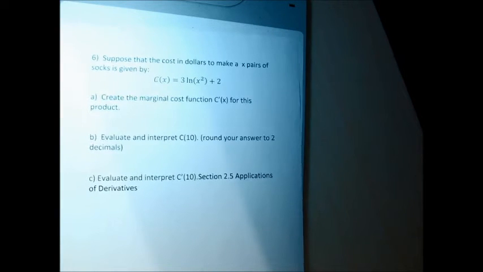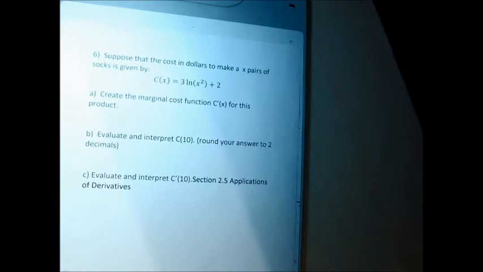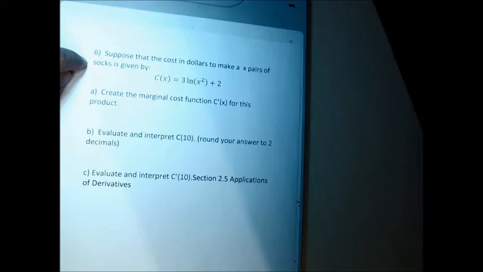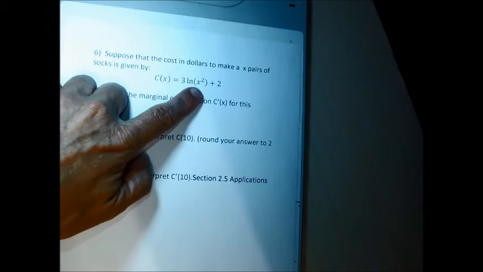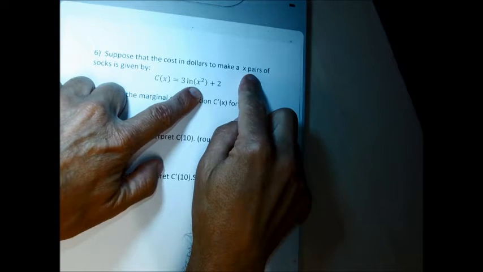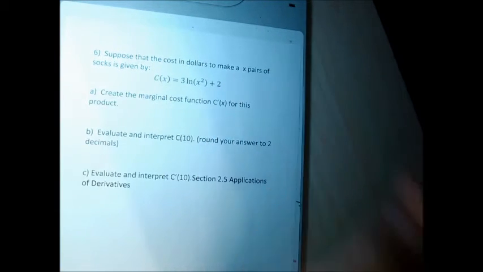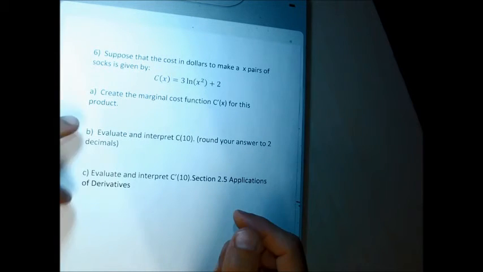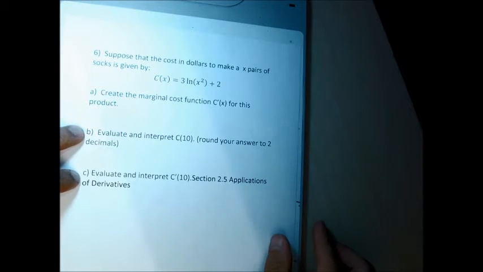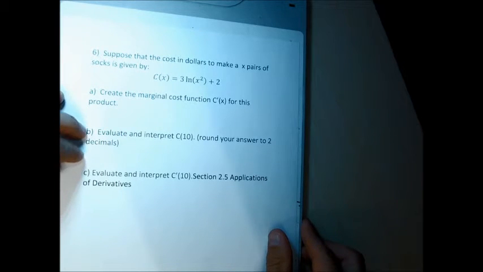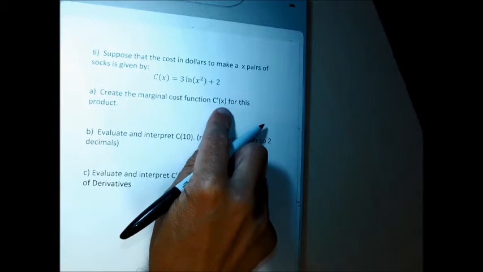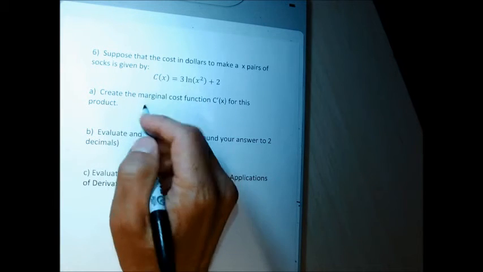Problem 6 is another cost function. In this case, the function given in problem 6 is a cost function, and the x stands for the cost of producing x pairs of socks. So I'm going to do exactly the same for problem 6 that I did for problem 4. I'm going to find the marginal cost function, and then for the evaluate and interpret parts, I'm going to use my calculator rather than the main screen. So the marginal cost is a derivative of a cost function.